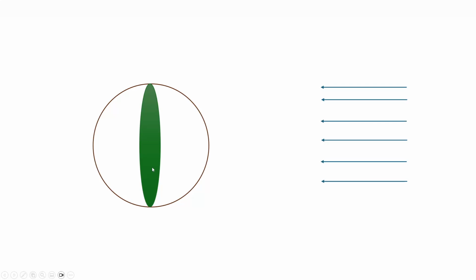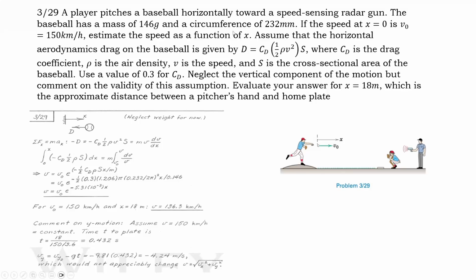r squared. So in the question they gave you the circumference, which is 2 pi r. 2 pi r is equal to this number. So you need to find the radius first, and after finding the radius, which is 0.232 over 2 pi, this is the radius, this number. And then you need to find pi r squared, which is S. Okay, S. So D is a function of velocity.